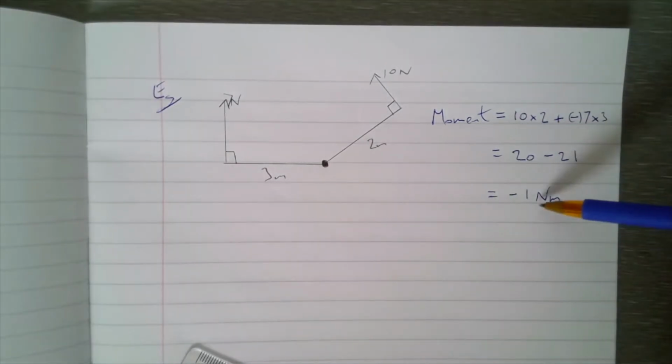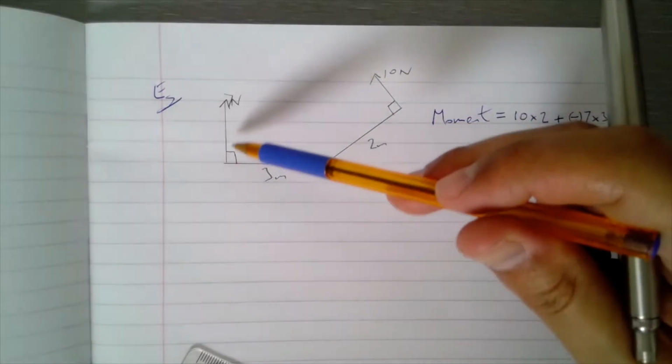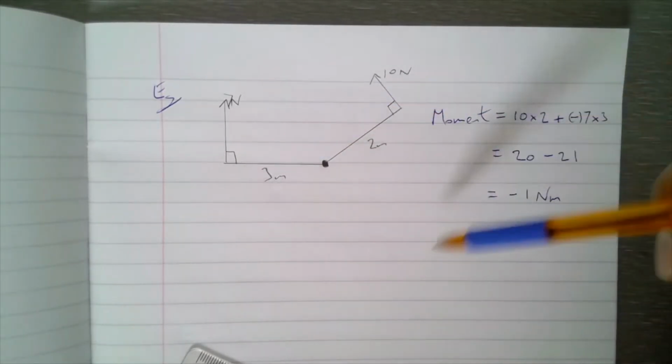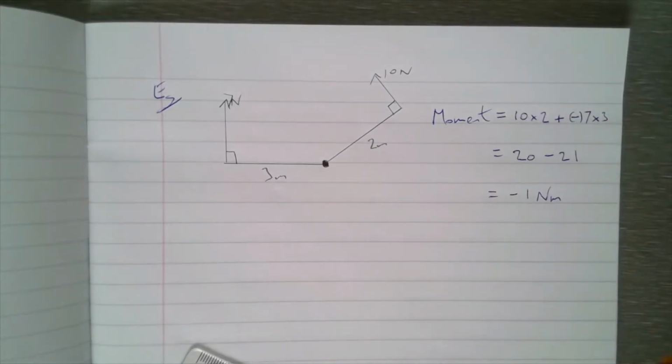So this whole system, the resultant, the moment, if I calculate the moments around this centre, the resultant force going round is actually minus 1 Newton meter. So it's actually going to go around this way. It's going to go around clockwise with that force.